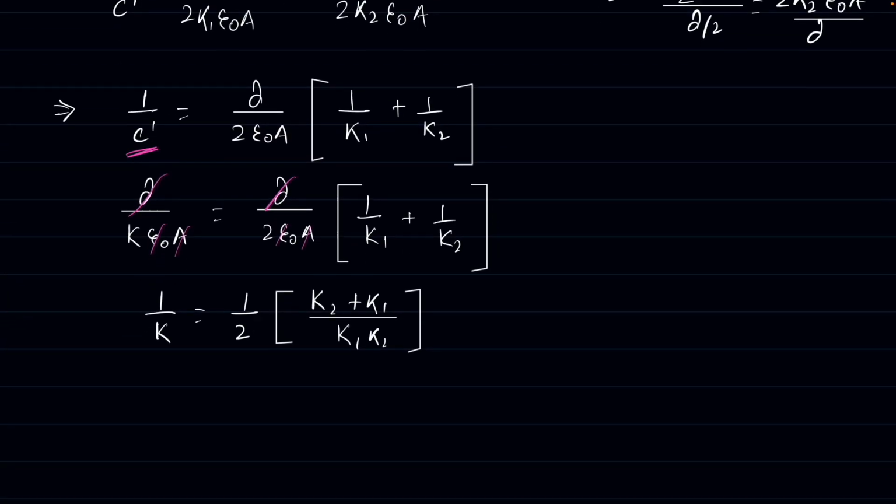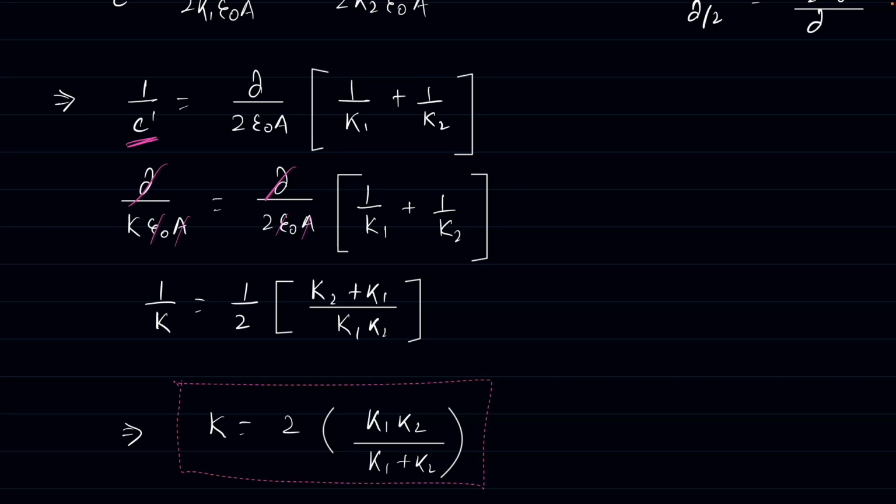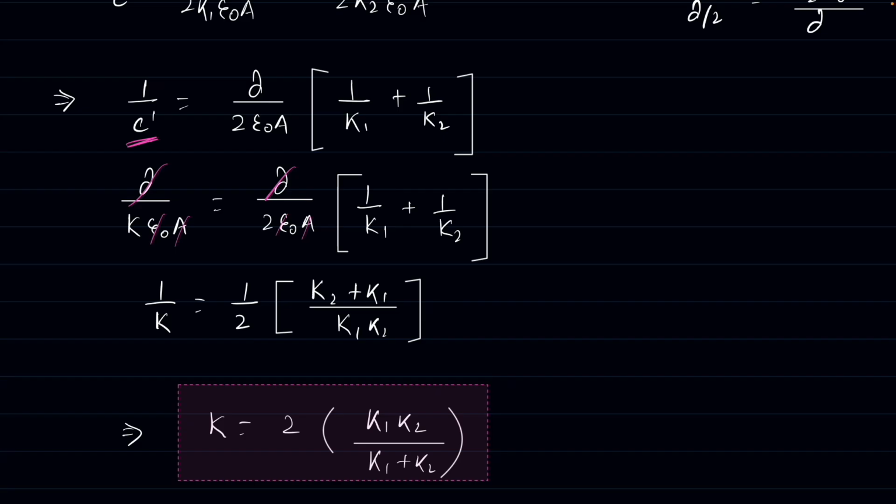And now we can reciprocate it. K is equal to 2 K1 K2 divided by K1 plus K2. So this is the relation that we get between K and K1 and K2, and this is the answer to this question.